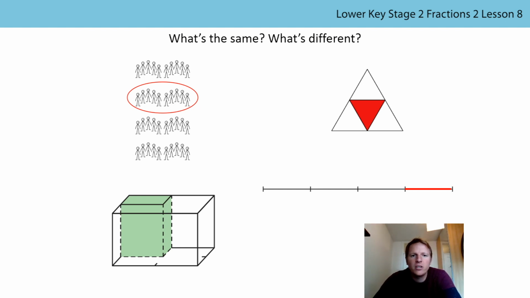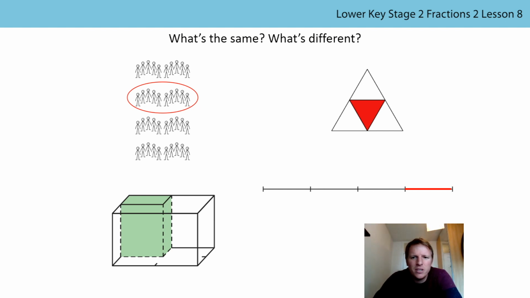The first image in the top left is children as different objects. In the bottom left, we've got volume, that's how much space is taken up inside of a shape. The top right, we've got a 2D shape. We've got some triangles, we're thinking about area, how much space inside a shape has been selected. And then we've got a number line, that idea of a linear journey. So 4 different contexts.